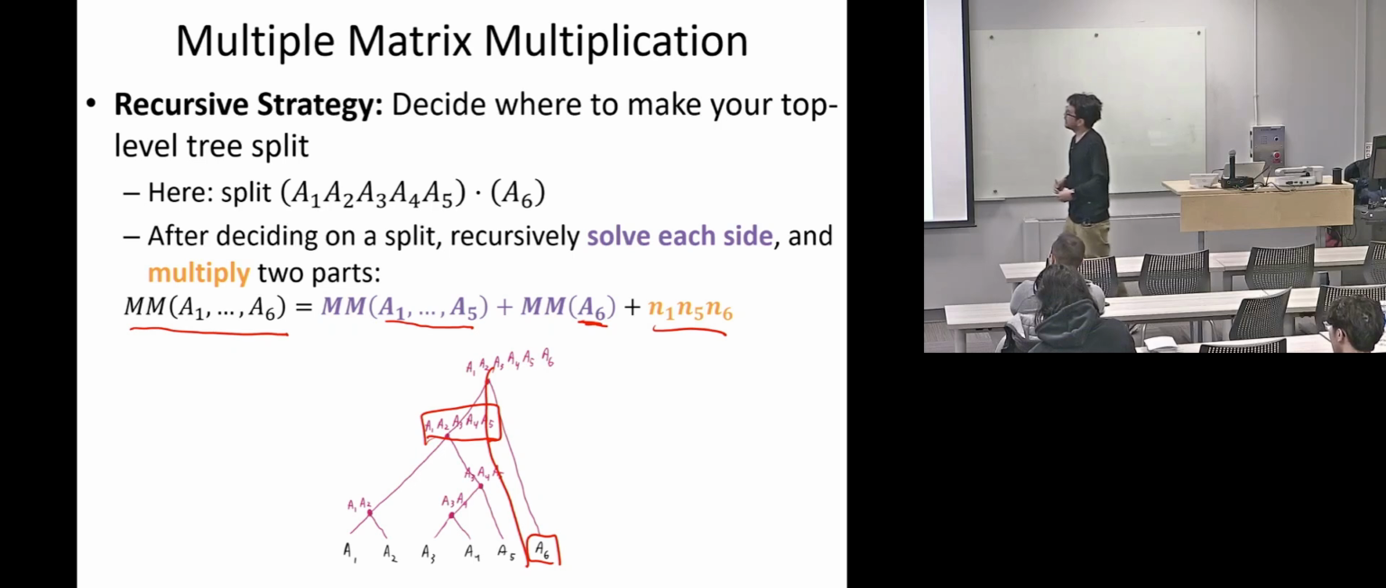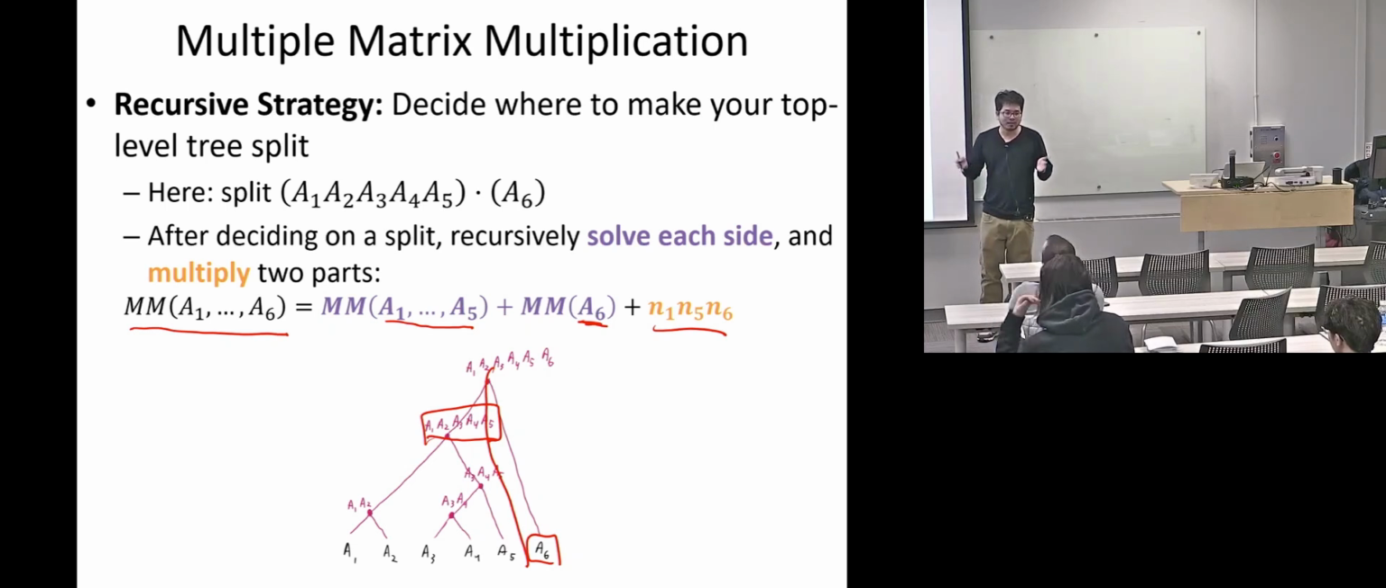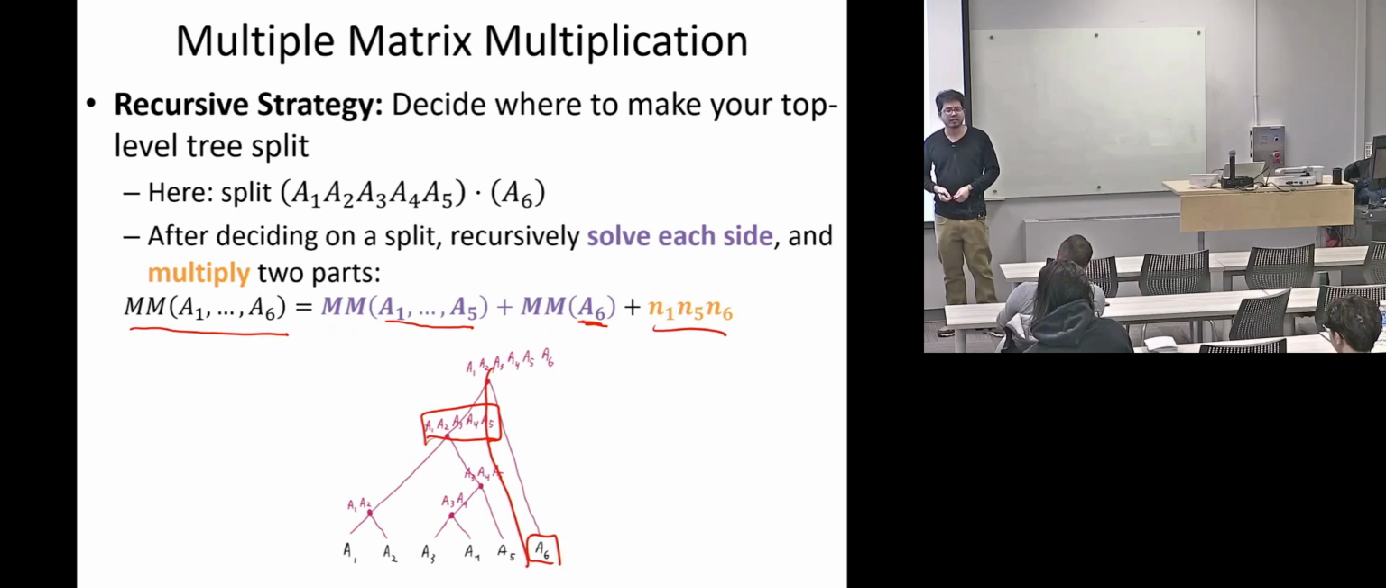All right. So that's the recursive strategy. What's the next question? How many subproblems can there be? Can you tell me how many different subproblems we will ever encounter from this kind of recursion?